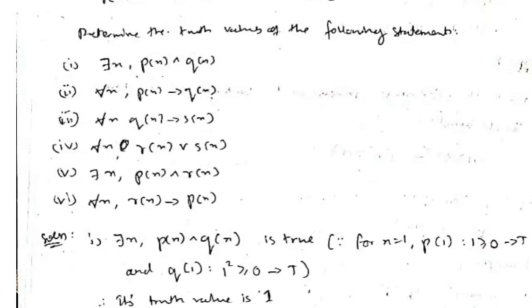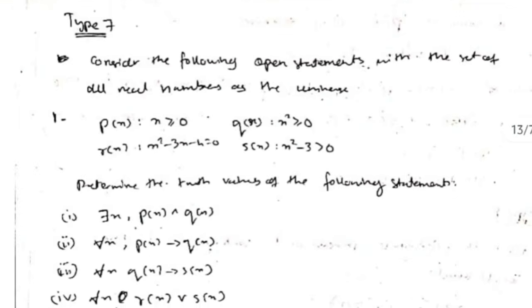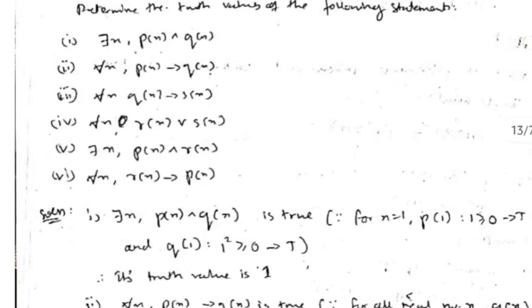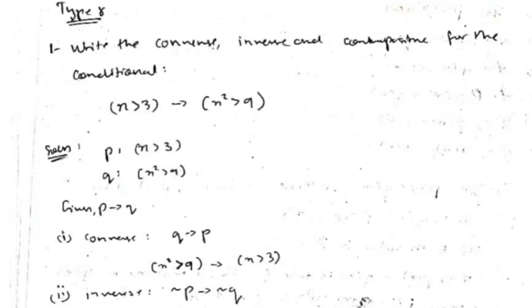In the last question we have been asked r of x conditional p of x. To prove that it is false, you have to prove that p of x is false. So consider x equal to minus 1. Since minus 1 is less than 0, p of x will be false, and if you put the value of x as minus 1 in r of x, you will get this as true. So r of x is true, p of x is false, 1 conditional 0. So this will be false, so the last one is false, its truth value is 0.